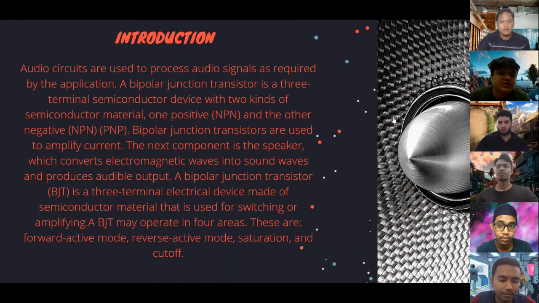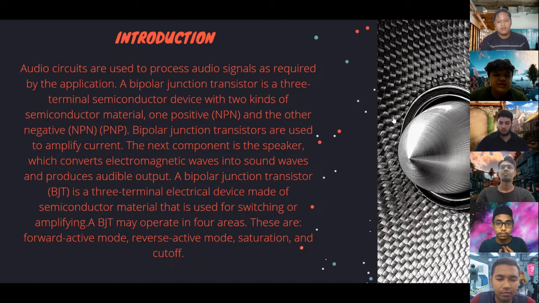Okay, for introduction, audio circuits are used to process audio signals as required by the application. A bipolar junction transistor is a three-terminal semiconductor device with two kinds of semiconductor material, one positive and the other negative, NPN and PNP. Bipolar junction transistors are used to amplify current. The next component is the speaker, which converts electromagnetic wave into sound wave and produces audible output.